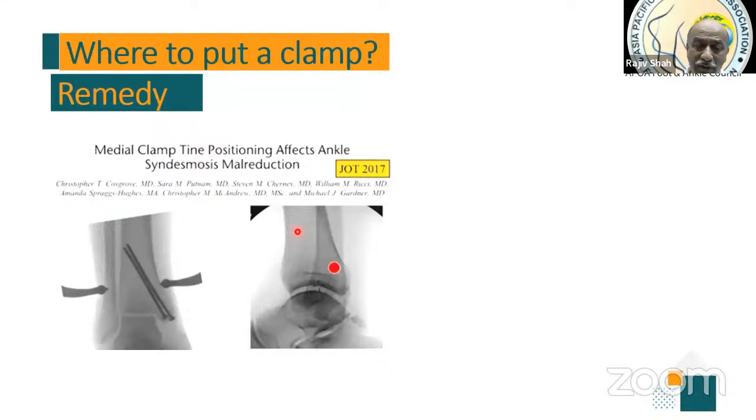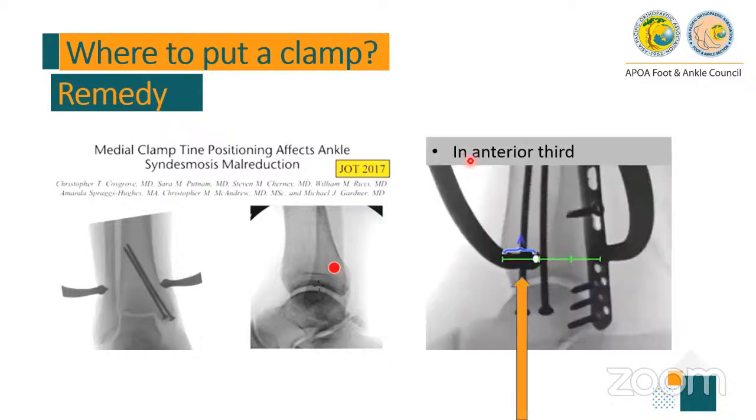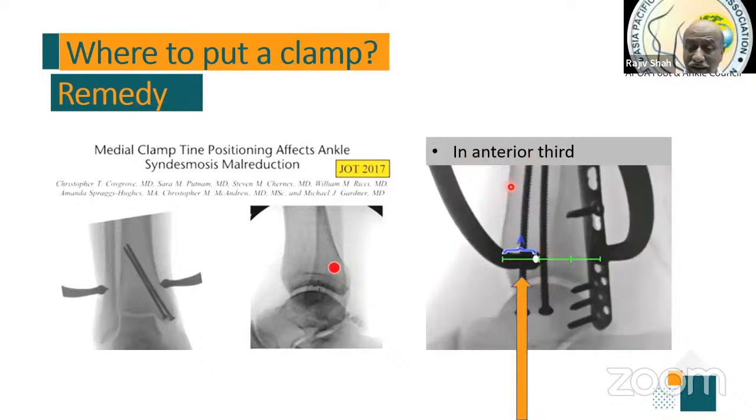So if at all you want to position the clamp, it has to be positioned in such a manner that, posterolateral to anteromedial, the direction into which you are passing the screw should be the direction where the clamp should be. And this study said that the clamp should be on the anterior third, the medial side should be on the anterior third of the lateral aspect of the tibia, so that you are positioning it from posterolateral to anteromedial.